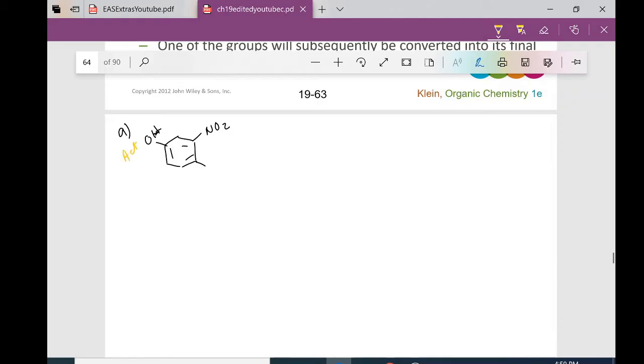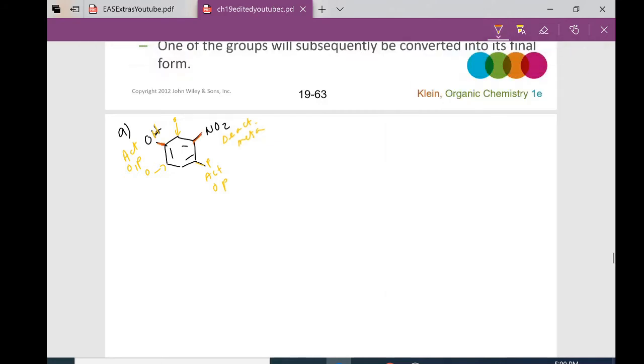OH is an activator, NO2 is a deactivator, and methyl is an activator. So our activators are ortho-para directors, and our deactivator is a meta-director. Okay, so where are our positions? So for our OH group here, this is ortho. These are ortho positions to the OH, and this position is para to the OH. Okay, so let's go ahead and change colors. Let's look at our nitro group. This position is meta to the nitro, so remember a deactivator is force meta. And this position is also meta to the nitro.